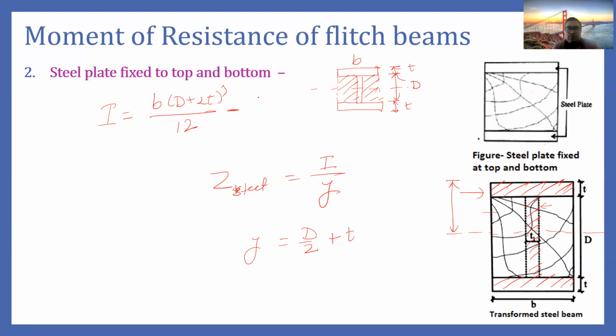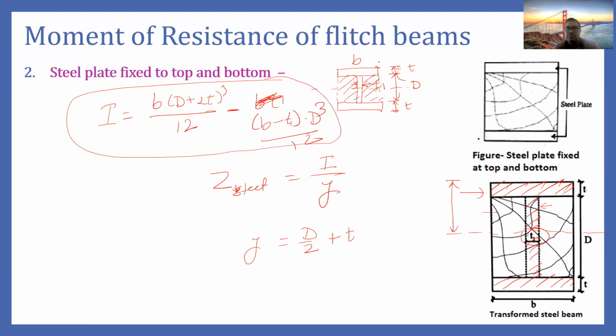So this will be B, actually B minus T1 actually. Because this will be T1 thickness, this one. So this becomes B minus T1 into D cube by 12. So this becomes the formula of moment of inertia of this I section. And we know the value of Y. We can simply calculate the value of Z and have the formula for moment of resistance of the transformed section.